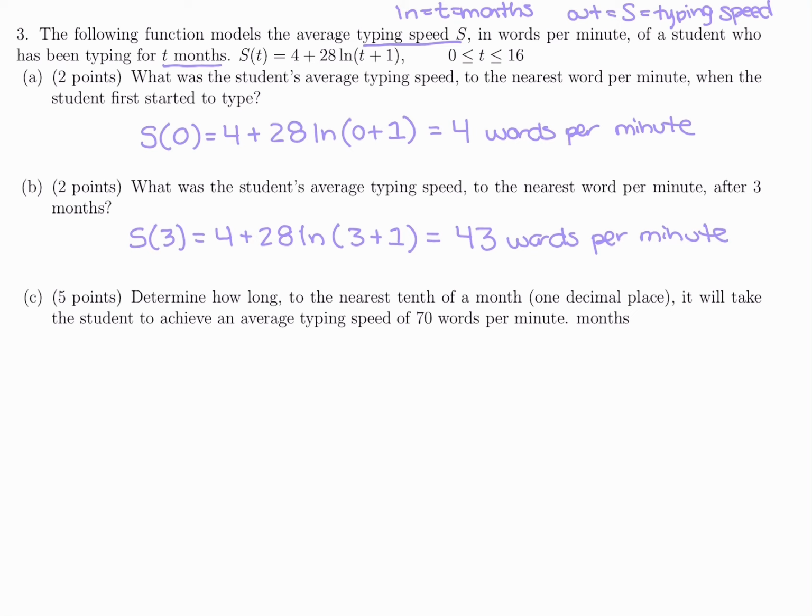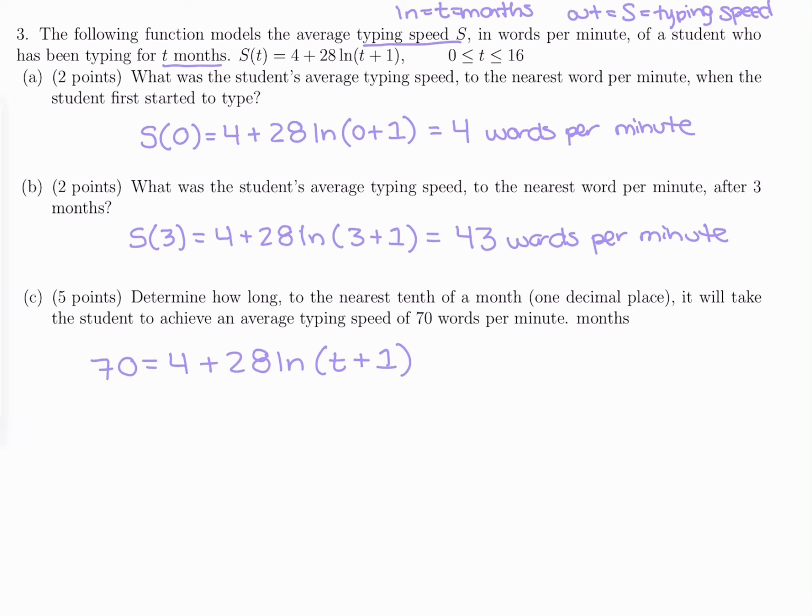The next part says, we have a goal. Determine how long, to the nearest tenth of a month, 1 decimal place, it will take for the student to achieve an average typing speed of 70 words per minute. So we're going to do this in months. We're going to solve 70 equals 4 plus 28 ln of t plus 1. We want the average typing speed. How long is it going to take to get there? We're going to solve this using our same steps that we've been using. We're going to isolate, convert, and solve.